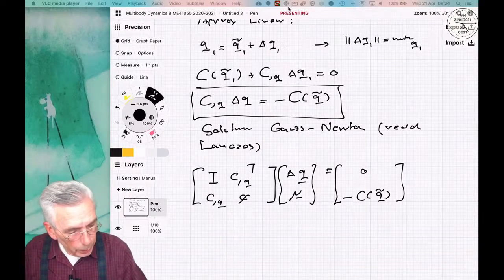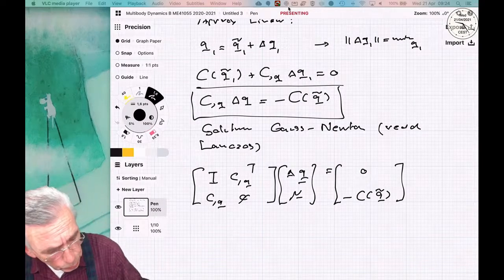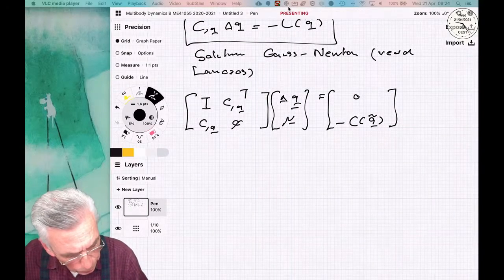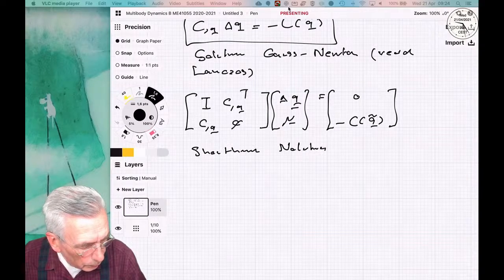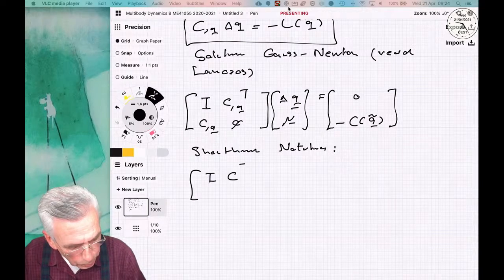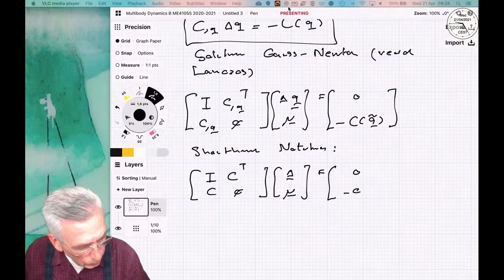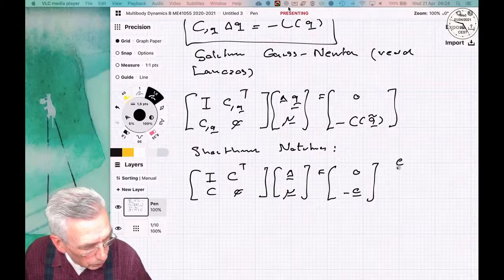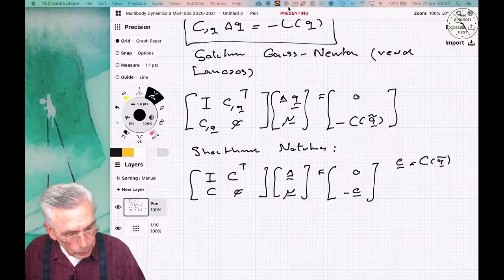Back to this. So, okay, we now formulated the problem, but we're of course more interested in the solution, right? So for the solution, I'm going to use for now a shorthand notation to show that the solution is actually not so tricky. So I, C transpose, C, zeros. I'm going to call these just deltas, and this mu, I keep that. And then here 0, and then minus E, like error, because the error we have is this C of this Q tilde.